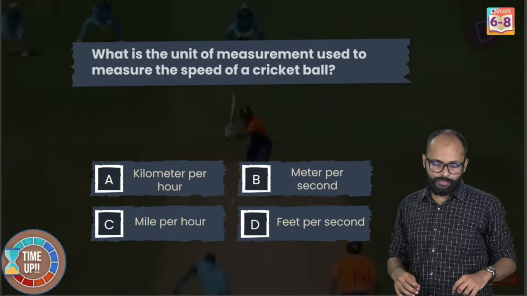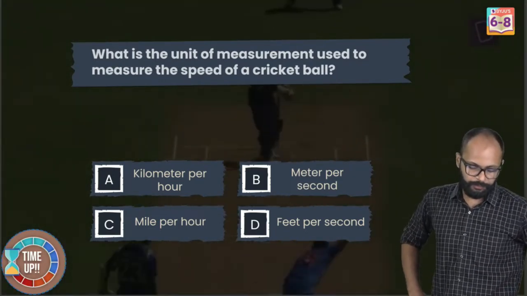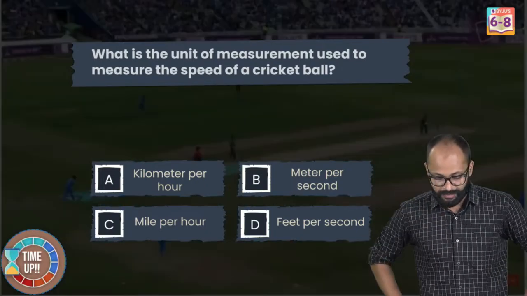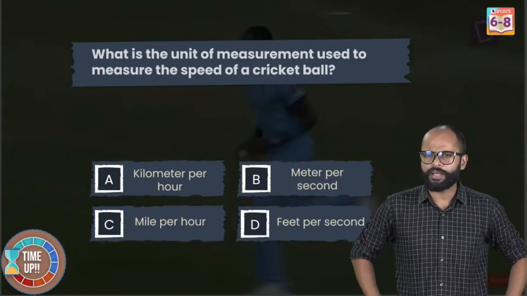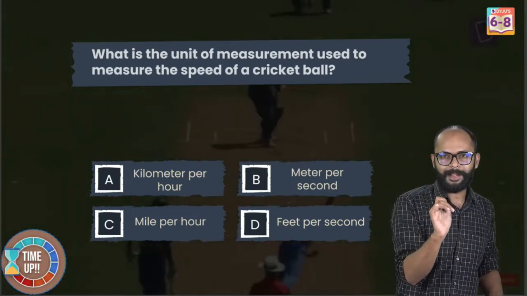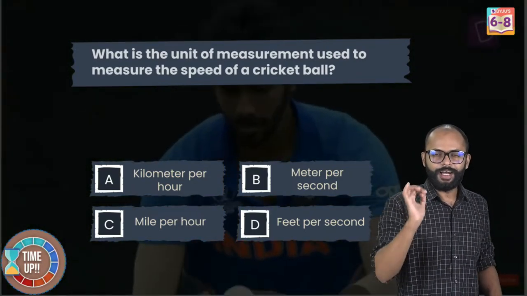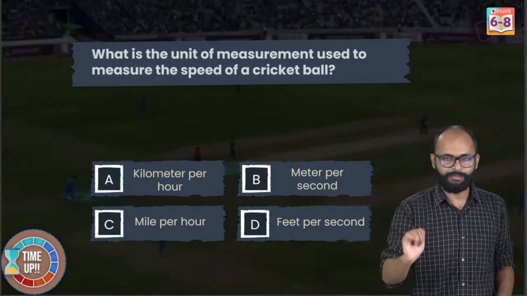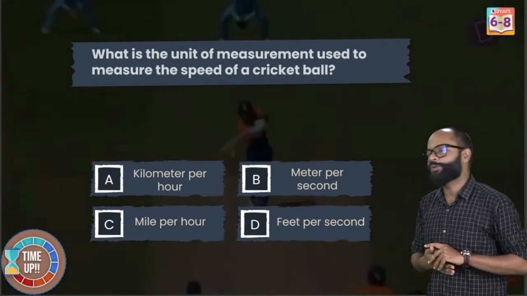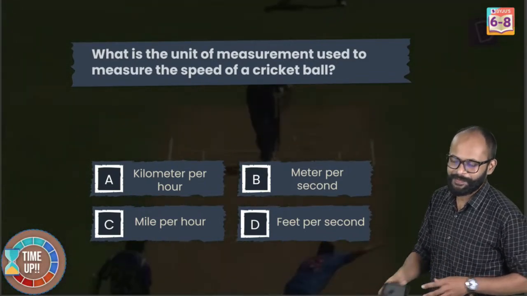What is the unit of measurement used to measure the speed of a cricket ball? Four options. Option A is kilometer per hour, option B is meter per second, option C is mile per hour, and option D is feet per second. Bachcho, only a cricket fan, a person who has watched cricket matches, only that person can answer this question. I'll tell you why. Pehle tum answer karo.